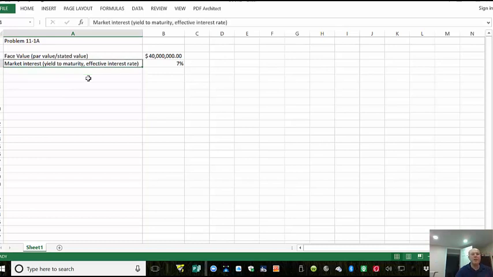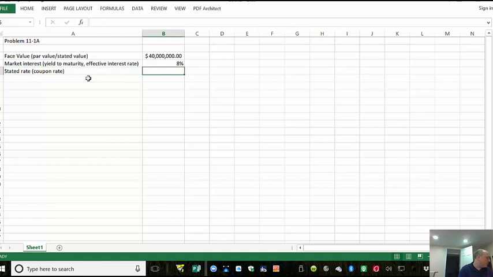I'm sorry, 7% was the stated rate. The market rate was 8%, so 0.08 here, and the stated rate, also known as the coupon rate, is 0.07, 7%. I'm mentioning all these different terms on purpose.